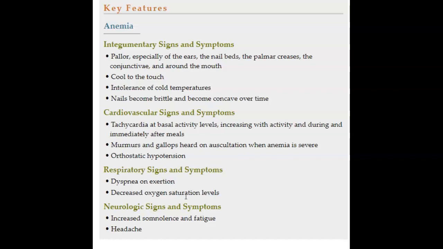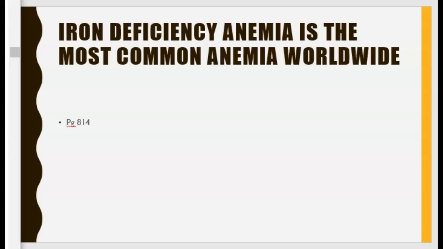Look at the cardiovascular signs and symptoms. I would advise you to know the different signs and symptoms of anemia and the different areas that it influences, like integumentary signs and symptoms. You should know that. Cardiovascular signs and symptoms, you should also know that. Respiratory signs and symptoms, and neurological signs and symptoms. Not sure how you can remember this, but make a flashcard or something so you will understand the signs and symptoms of anemia.